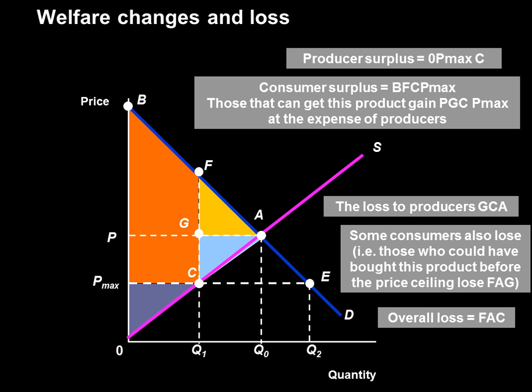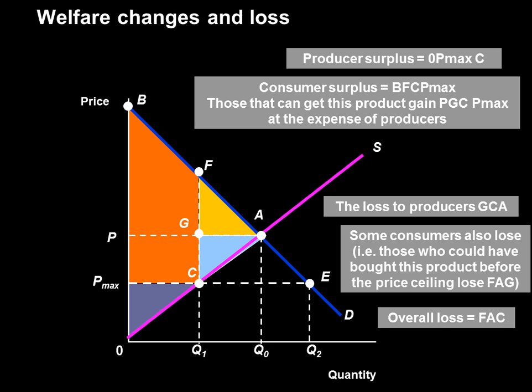So when we get a maximum price, a rent control, there is a change in the economic welfare to both producers and consumers. Let's have a look first of all at what happens to producer surplus. You may remember it was 0PA when we didn't have any interference in the market. But now with the rent control, the producer surplus is 0P max C. So it's considerably smaller than it once was.